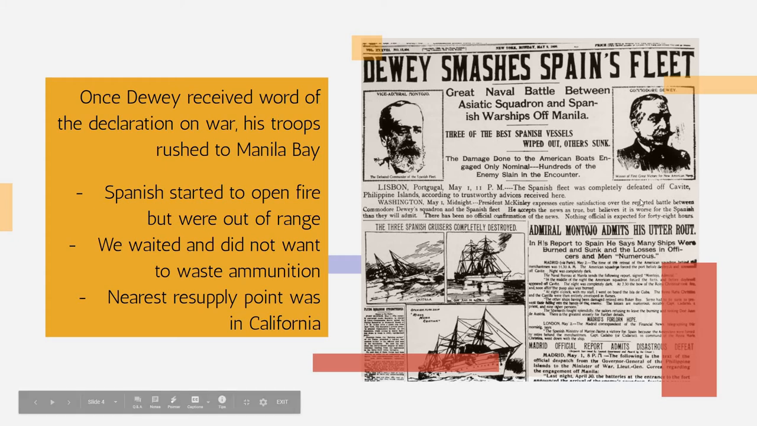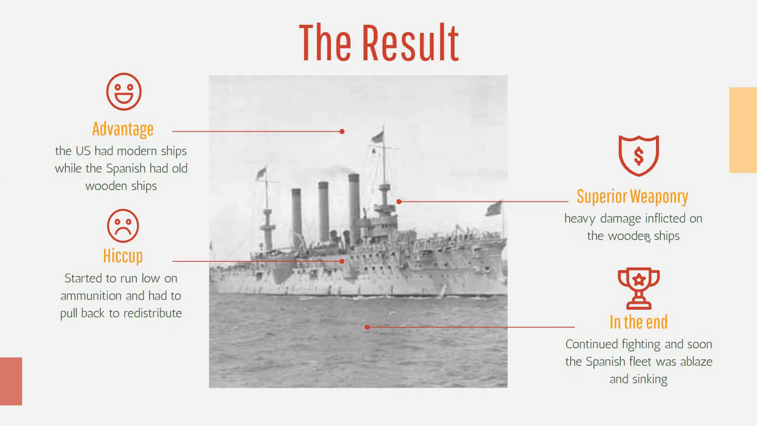Here is another representation. We saw a little bit yesterday of some of these newspapers. You can see Dewey smashes Spain's fleet. Great naval battle between Asiatic Squadron and Spanish warships off Manila. Again, it's a very positive war. People are very much into this war on behalf of the United States, seeing them as the savior, seeing them as the heroes of this story. So, what's the result of this?